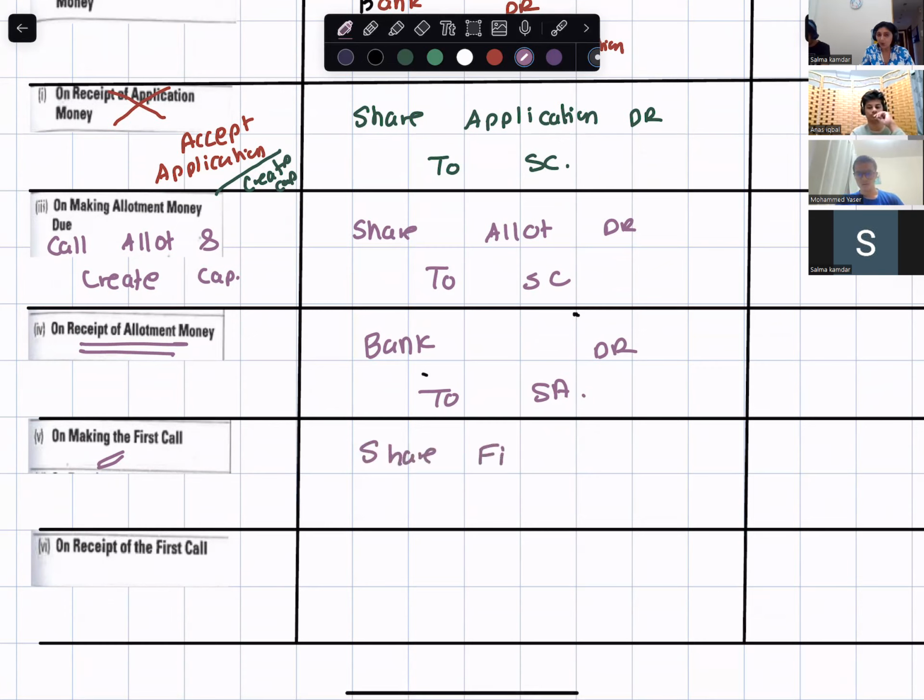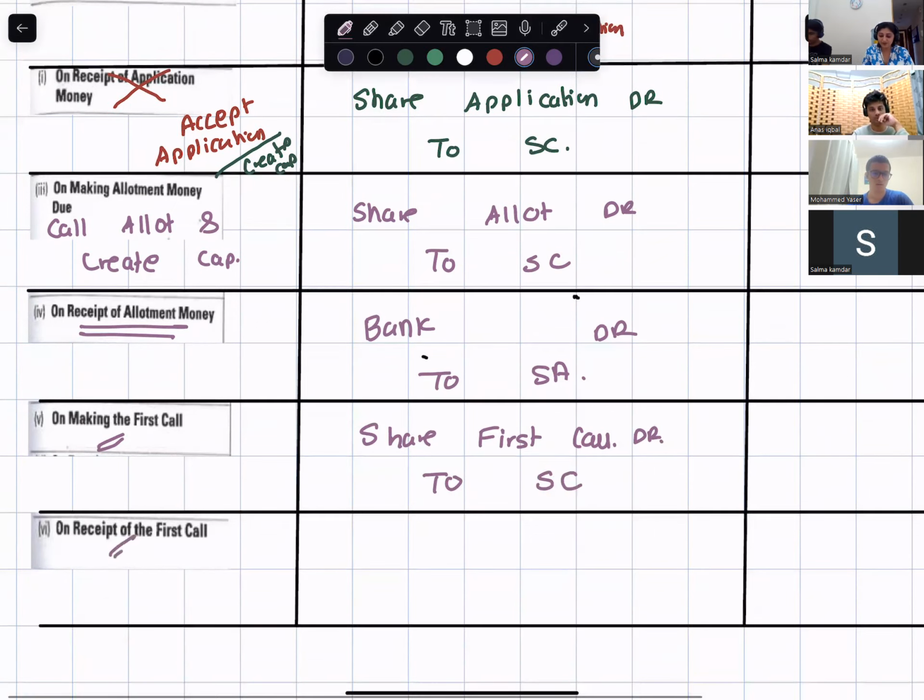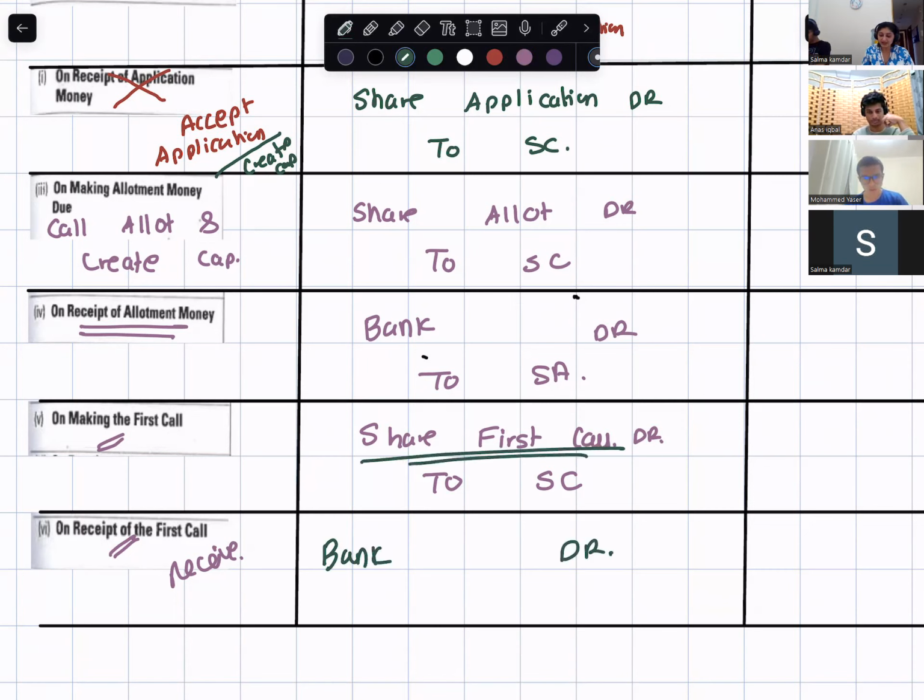So whenever I call, I create capital. So I say share first call debit to share capital. Then I will receive the first call. So what entry will I pass? It will be bank debit to share first call, and this has to be cancelled. So I receive the call and I cancel the call account. Okay. Are you with me? Yes, ma'am.